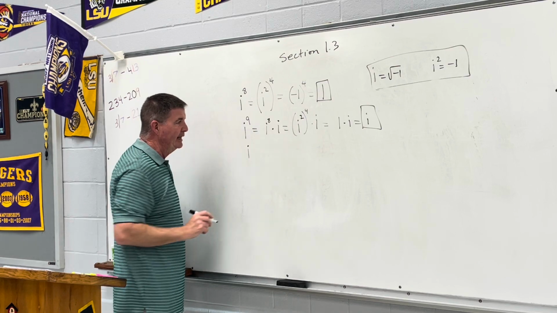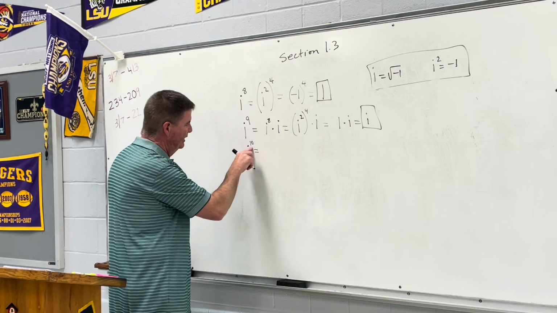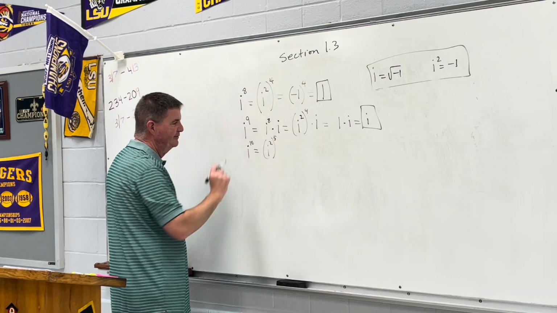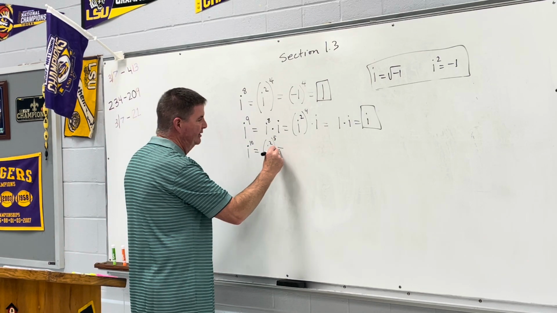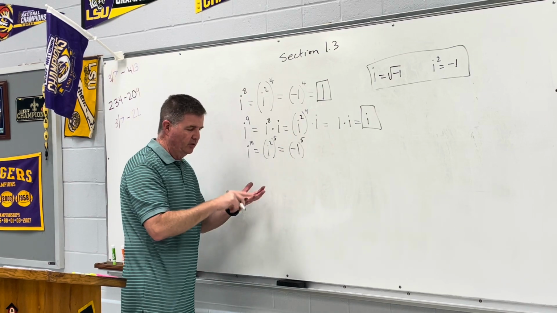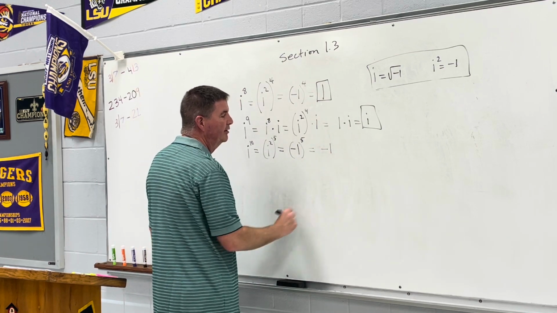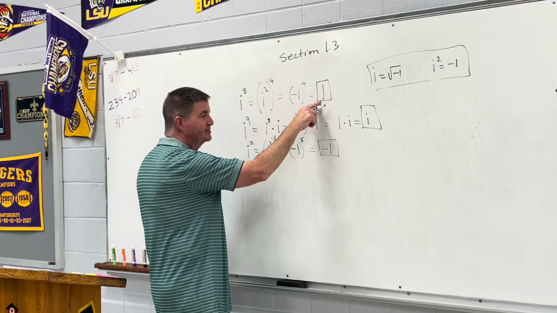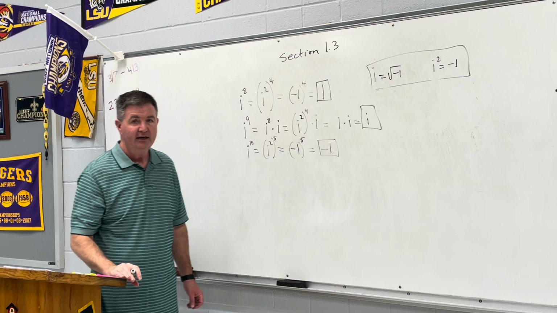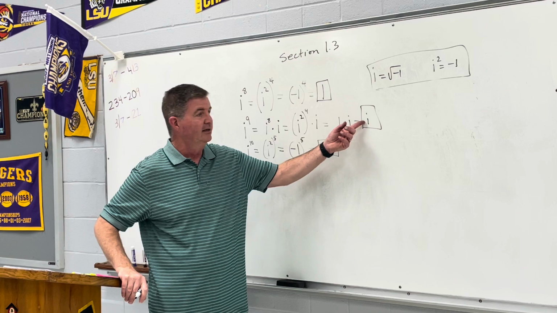Suppose I went i to the 10th. I would write this as i squared to the 5th. 2 times 5 is 10. Therefore, that would give me negative 1 to the 5th power, which means negative 1 times negative 1, 5 of them. That would give me a total of negative 1 for my answer. So one answer I could get would be 1, one answer I could get would be negative 1, and another answer I could get would be i. What is the only other thing I could get? From looking at it, you'll probably guess it's going to be negative i.